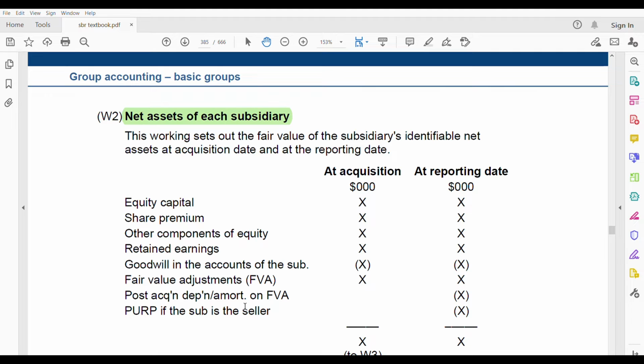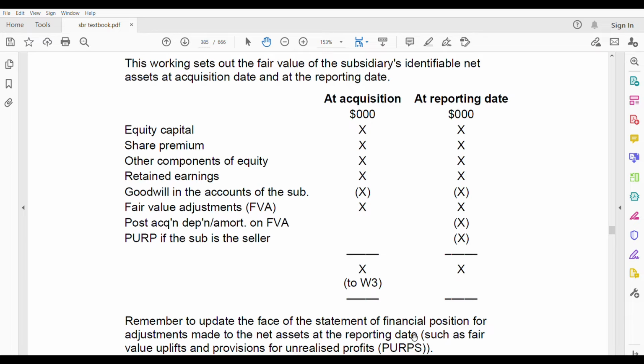So if the subsidiary, all these are subsidiaries, okay? These are not parents. Everything in equity capital till the last one. So if the subsidiary is the seller, then if there is any unrealized profit, you need to deduct it because it's unrealized. Unrealized profit you always need to eliminate on consolidation, so you deduct it. This also you don't have at the acquisition date, at the reporting date only you will have. So now you'll be having an amount here. This needs to go to working 3.